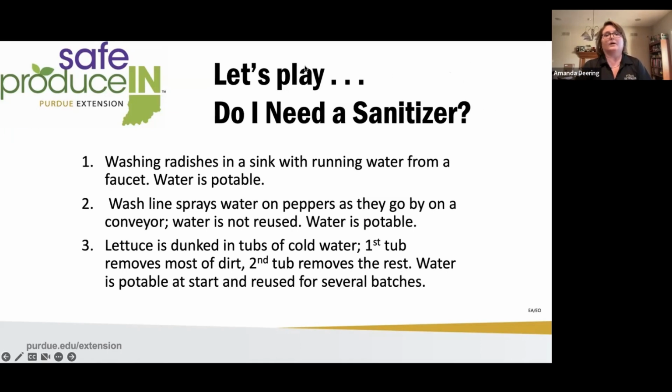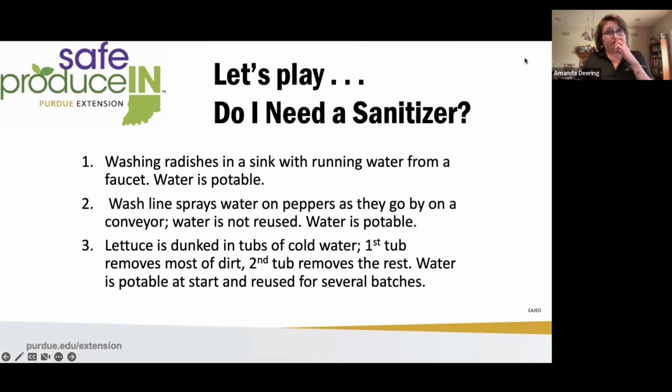So we can do this game. Do I need a sanitizer? I'm washing radishes in a sink with running water from a faucet, and the water's potable. Do I need a sanitizer? Probably not, right? Because we're not reusing it, it's just running water, and the water's potable to begin with.